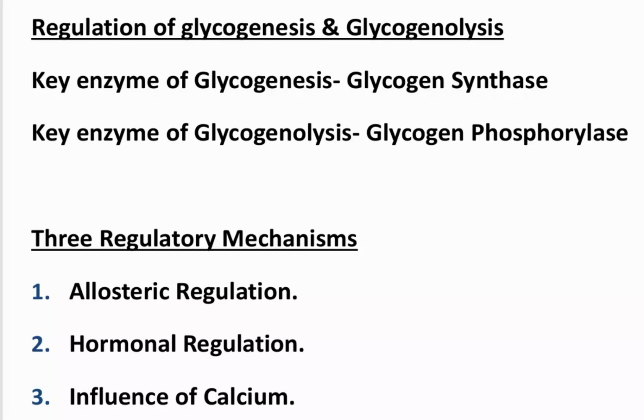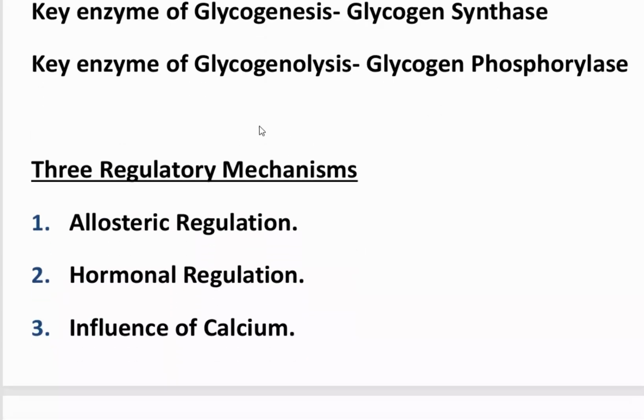Now let's understand about the regulation of glycogenesis and glycogenolysis. In our last lecture, we learned about the glycogenesis process as well as the glycogenolysis process, how glucose is converted to form glycogen and how glycogen breaks down to form glucose molecules. In both cases, we learned that the key regulatory enzyme of glycogenesis is glycogen synthase and the key enzyme of glycogenolysis is glycogen phosphorylase.